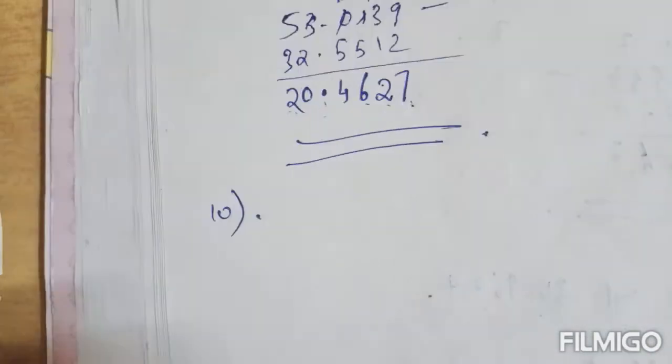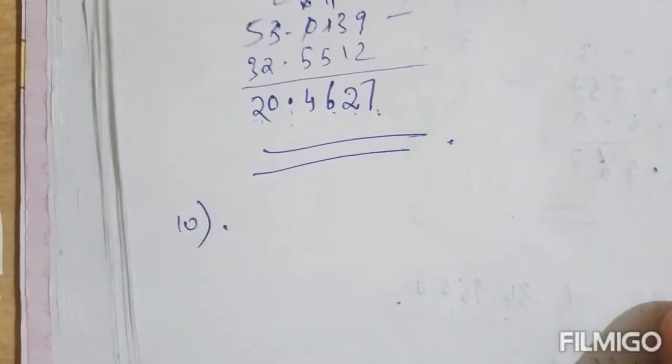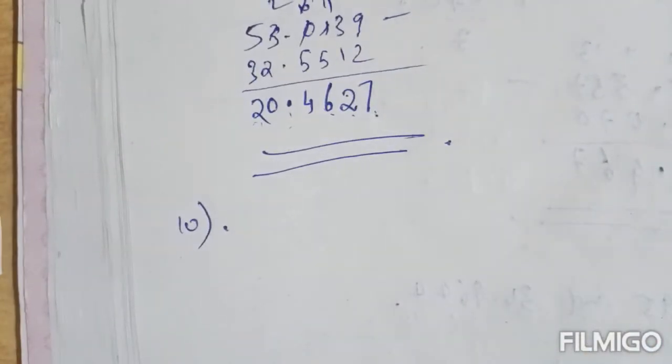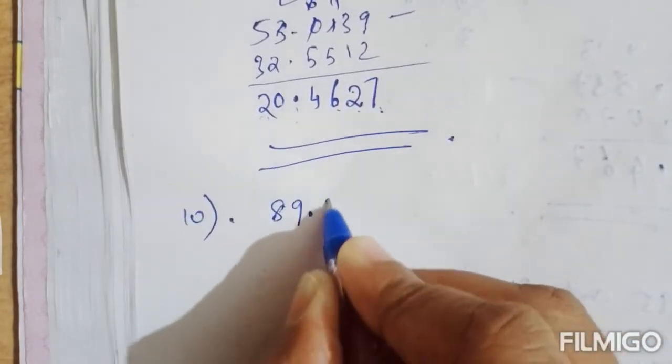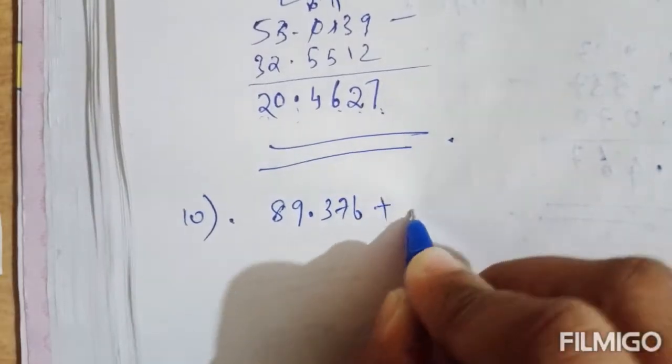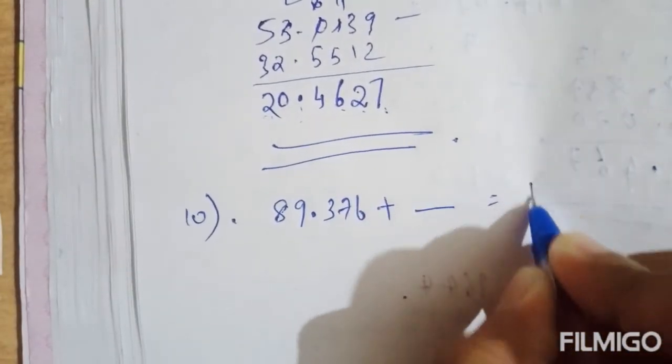Okay, 10th question. What least number must be added to 89.376 to get 1000? Okay, so what least number should be added to 89.376 to get 1000?